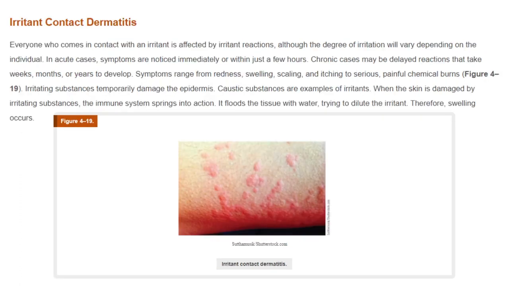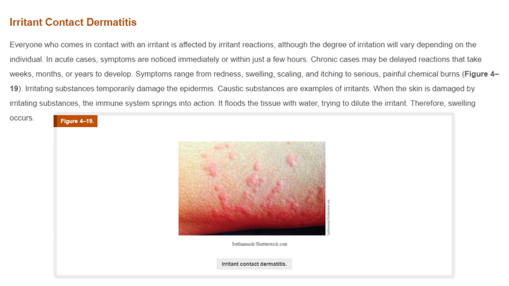Irritant contact dermatitis. Everyone who comes in contact with an irritant is affected by irritant reactions, although the degree of irritation will vary depending on the individual. In acute cases, symptoms are noticed immediately or within just a few hours. Chronic cases may be delayed reactions that take weeks, months, or years to develop. Symptoms range from redness, swelling, scaling, and itching to serious, painful chemical burns, figure 4.19.